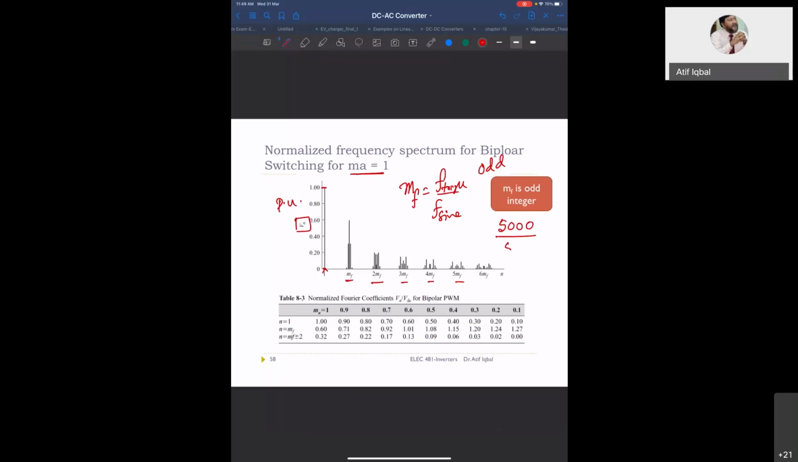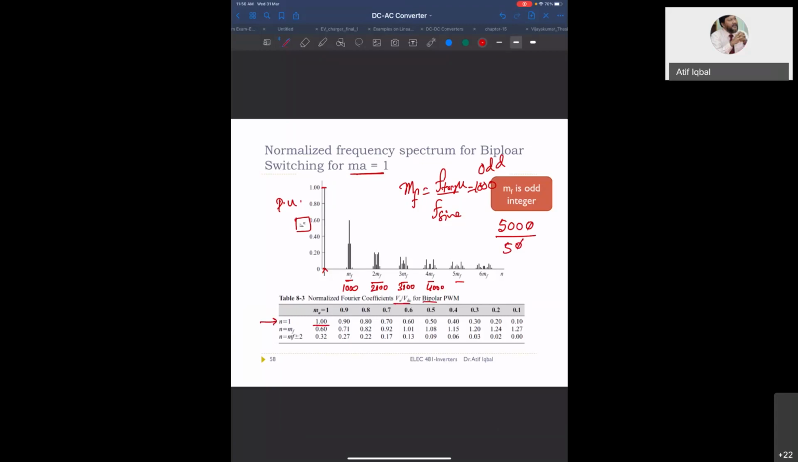Suppose your triangle frequency is 5000 and your sine wave is at 50 hertz, then you will have MF of 100, so the harmonic is at 5000 hertz, then 10000 hertz, like this. And these are the Fourier coefficients Vn by Vdc for bipolar PWM.